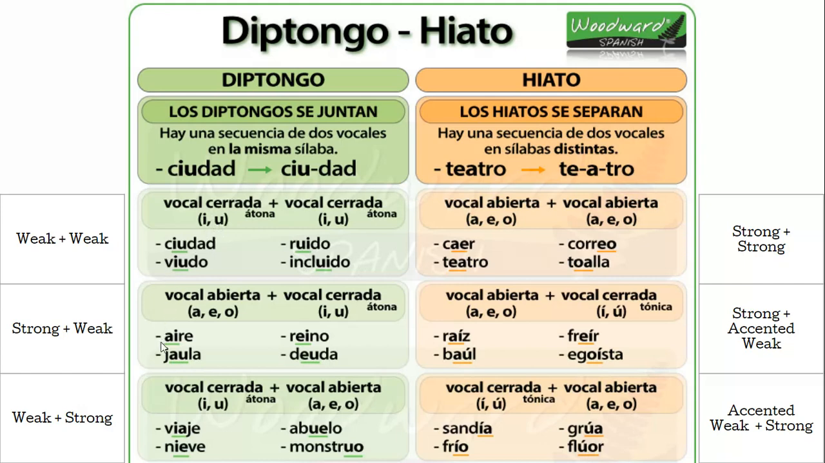Here's another strong and weak. Aire. It's not "a-i-re," it's aire. Deuda. They blend. And some of these at the bottom you can see viaje, nieve, abuelo, monstruo. So the things in green on the left, where we have weak and weak or strong and weak mixed, form diphthongs and they blend. The ones on the right, those can't blend. We split them.